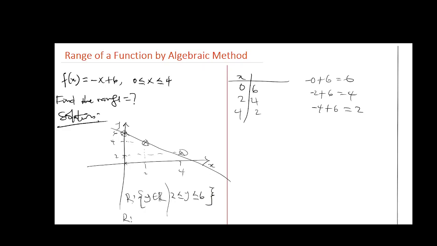You may want to write it in interval notation. Because 2 is included and 6 as well is included as the maximum number there, we are going to use a square bracket, so it's between 2 and 6, and this is the range of this function. Let's take another example.